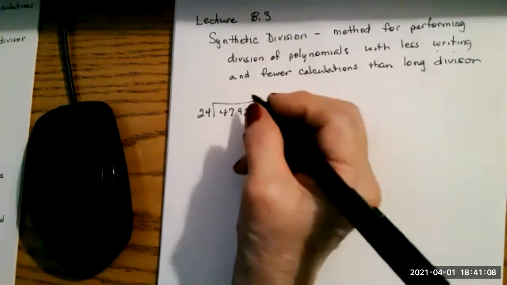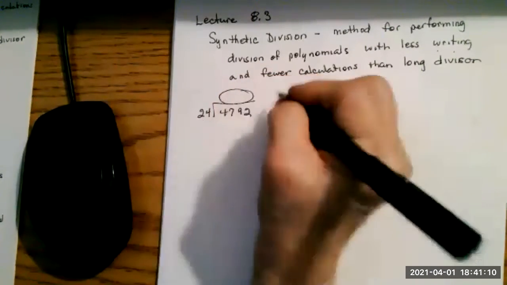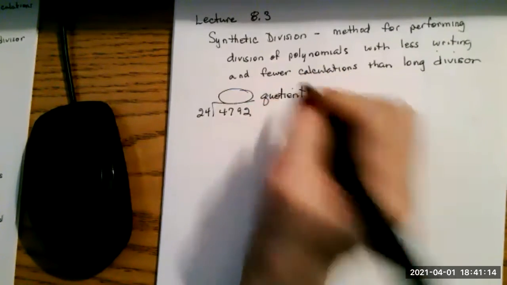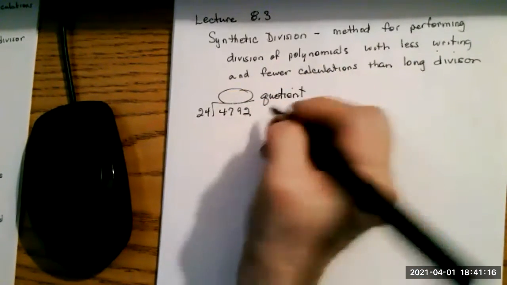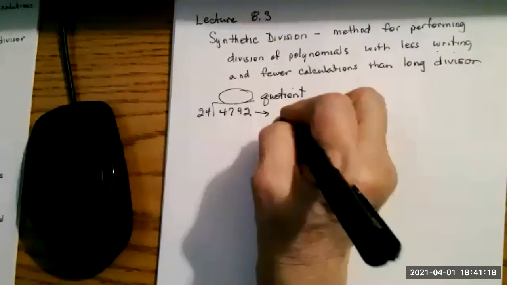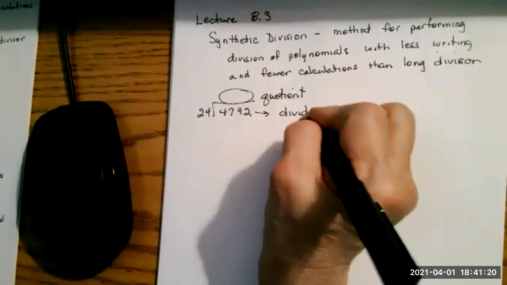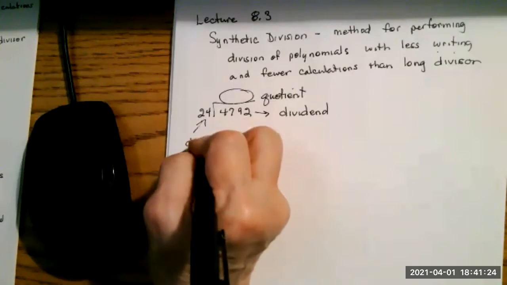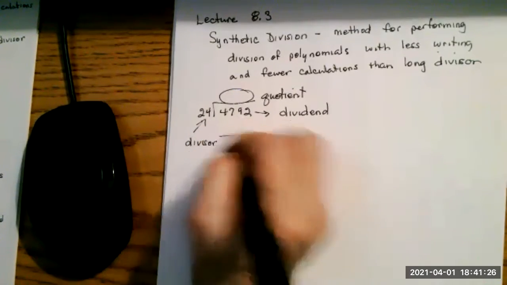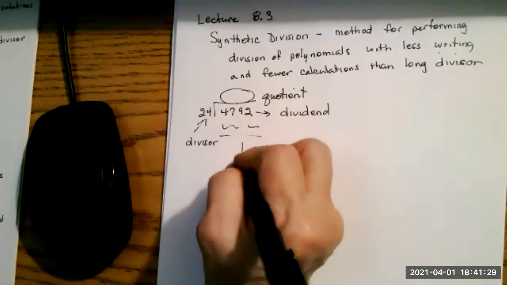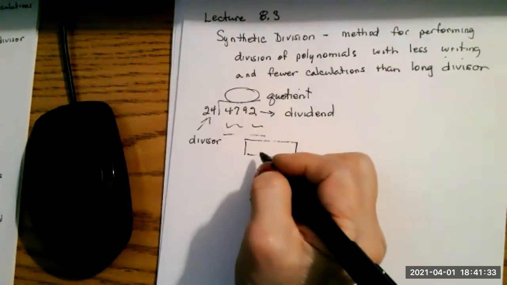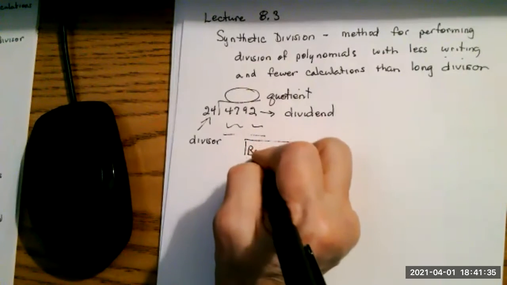And you get an answer up here, and the answer is called the quotient. Do y'all remember that? That's the answer. This number under here is called the dividend. And this number out here is called the divisor. And sometimes when you did all those calculations, you got a number down here. Do you remember what it was called? The remainder.